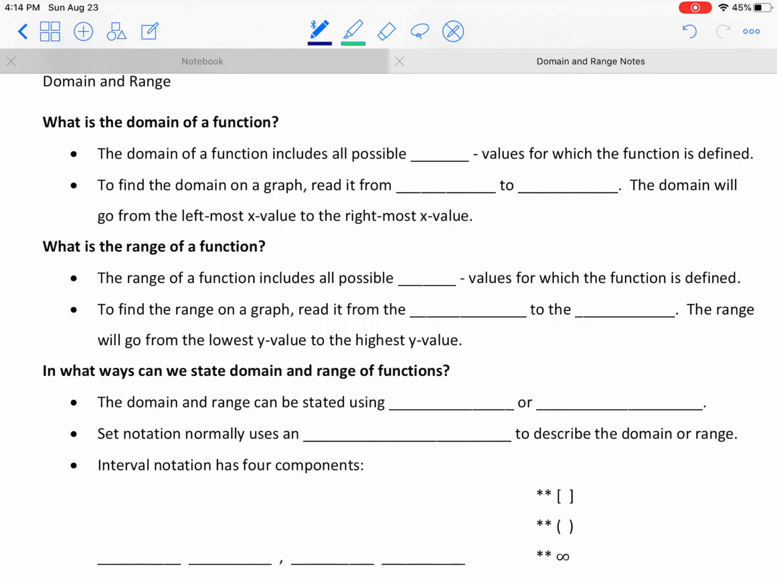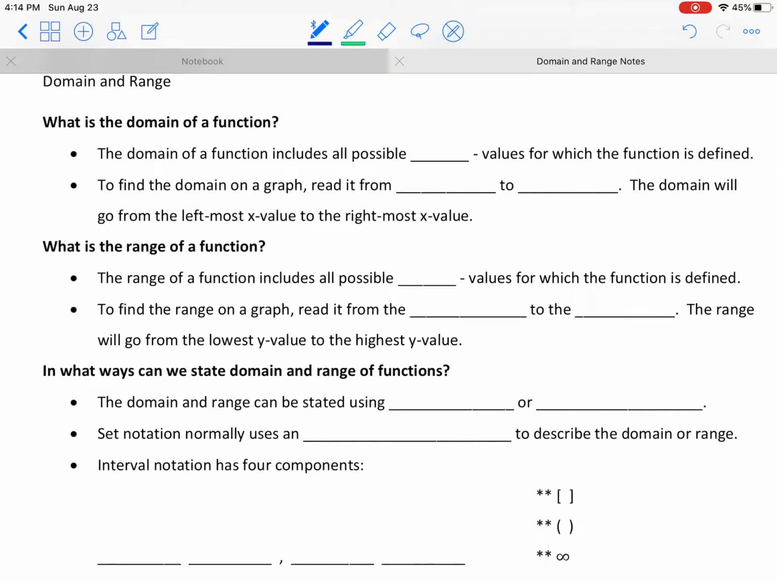Hello and welcome to our lesson on domain and range. So domain and range are going to be features of a function that we should be able to identify, whether we're looking at a set of ordered pairs, a graph, or an equation for a function. We should be able to identify that function's domain and range.